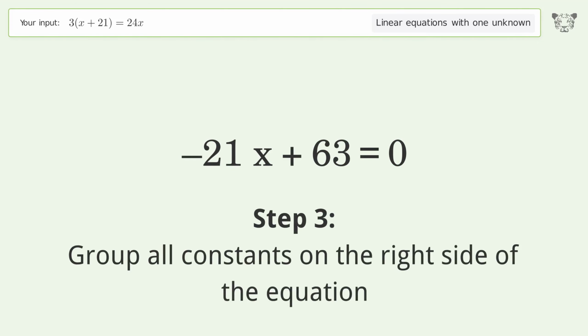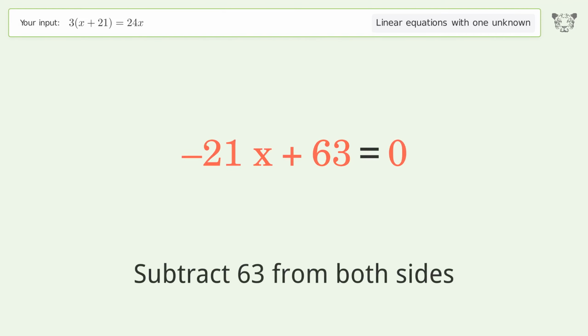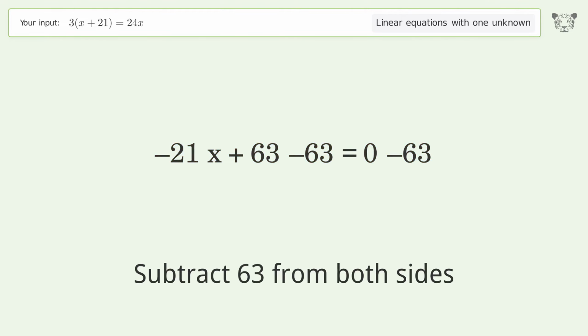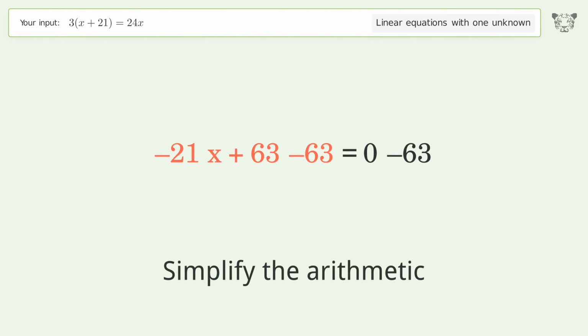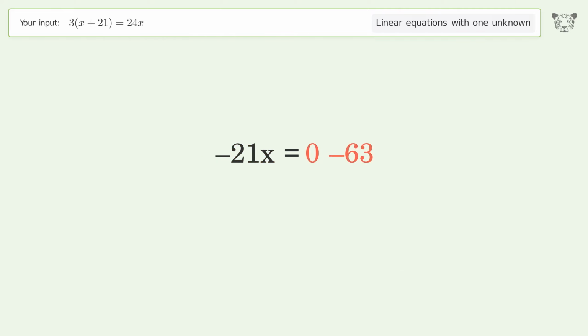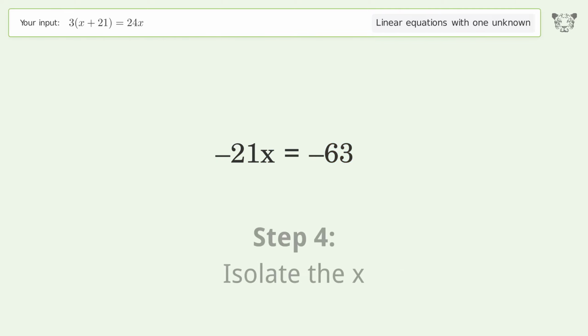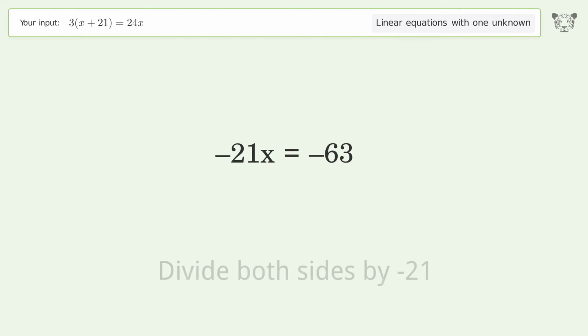Group all constants on the right side of the equation. Subtract 63 from both sides. Simplify the arithmetic. Isolate the x. Divide both sides by -21.